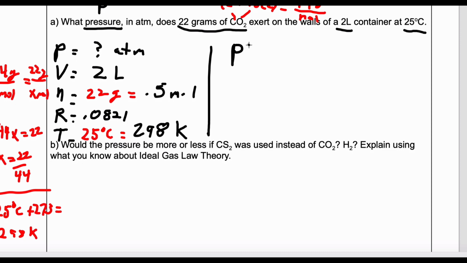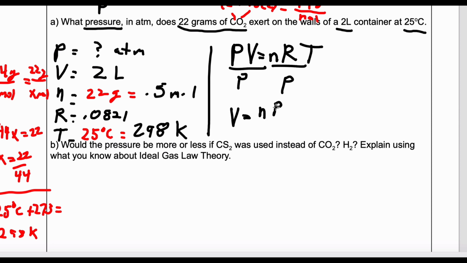So I go PV equals nRT. They want pressure, so I'm going to divide both sides by P. So now V equals nRT divided by P. Now I like to do the conversion first and then plug in. You guys could plug the numbers in first if you like.